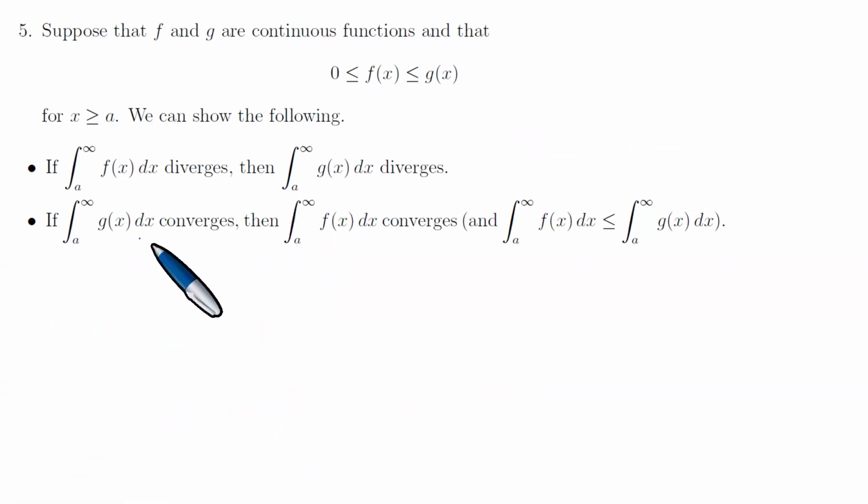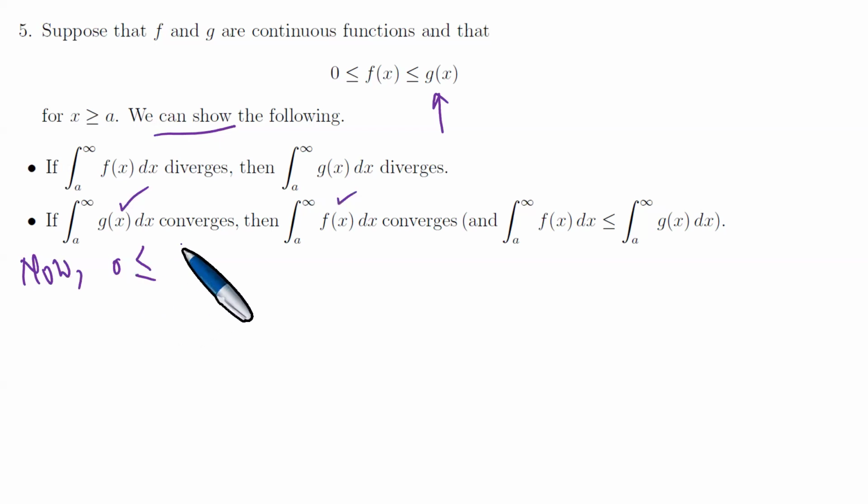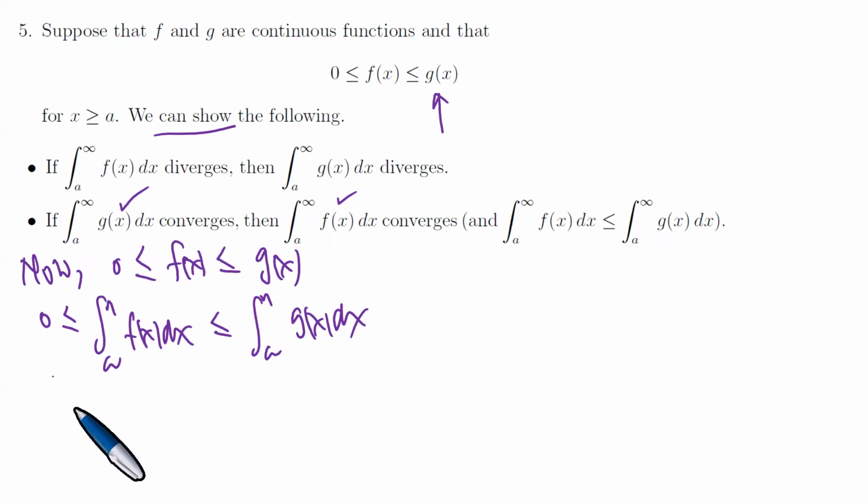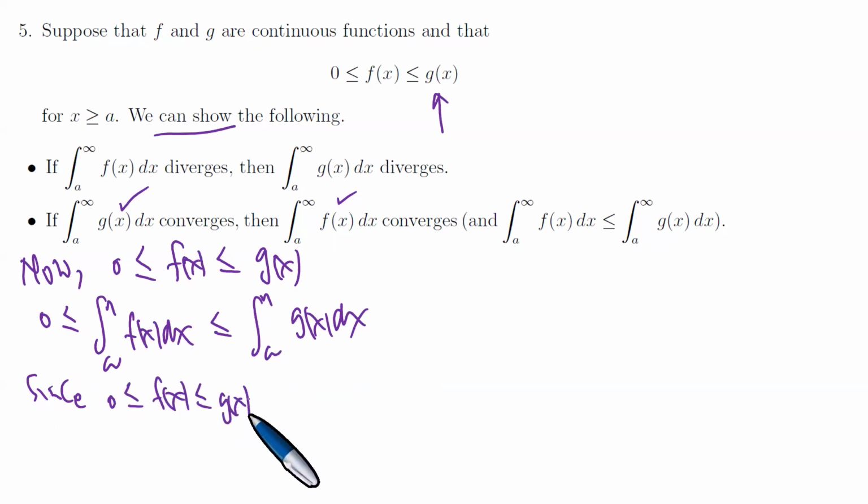Now let's look at the other case. If the g integral converges, then the f integral also converges. If the bigger one's integral converges, then the integral of the smaller one similarly converges. Let's look at the proof. We can show the following. 0 is less or equal to f, less or equal to g. We take the integral both sides, f of x dx and g of x dx, since 0 is less or equal to f of x, less or equal to g of x.